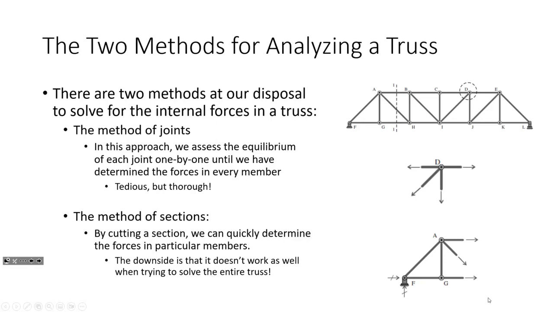In the method of joints approach, we take each joint one by one, assess its equilibrium, and then determine the unknown forces in those members required to achieve that equilibrium. The method of joints is tedious, I won't lie to you, but it's thorough. It will work to get you the forces in the entire structure, and that's why we're going to spend most of our time on it.